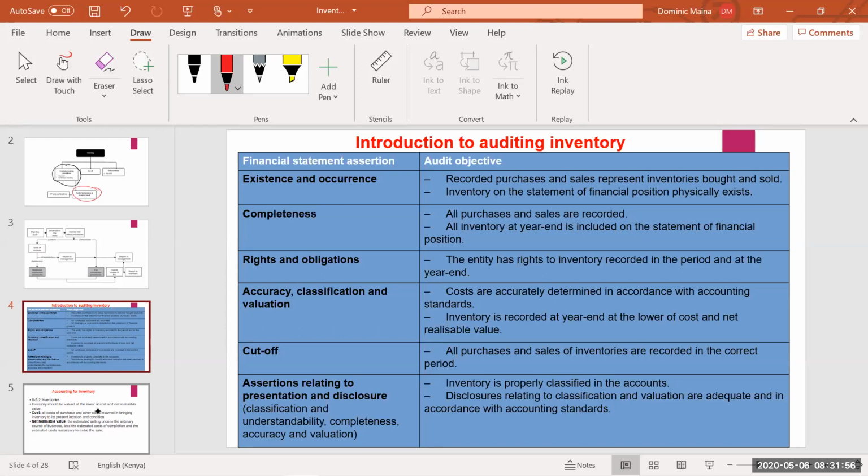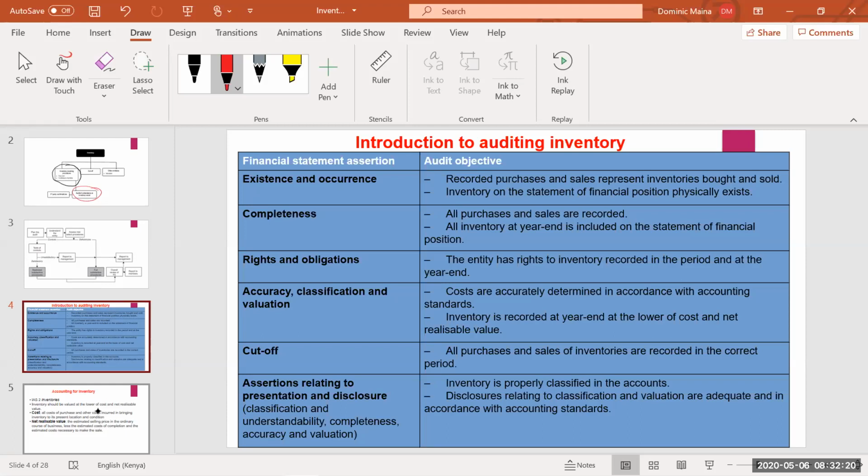Now, towards the side of the profit and loss account, if the company made a sale of the inventory, was there an actual sale that did occur? If the company said that we did make a purchase of the inventory, was there an actual purchase that did occur? Occurrence is an assertion that applies in the case of the profit and loss account.